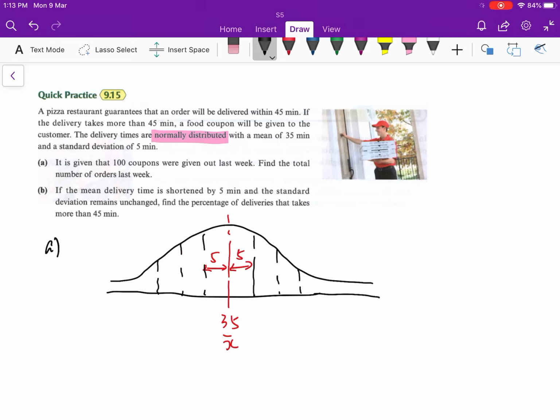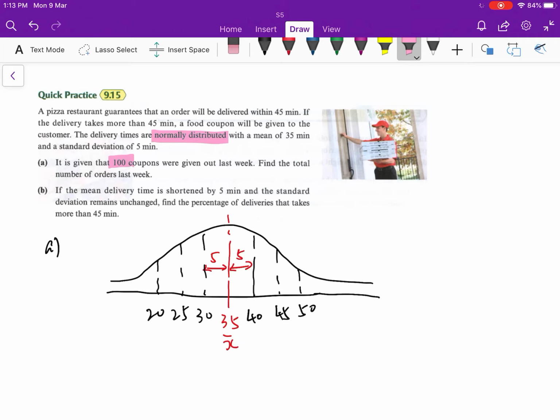So now we can draw the others. You must draw out at least 3 standard deviations. So this side will be 40, 45, 50. Then the other side will be 30, 25, 20. So this is within 3 standard deviations. Now look at the A part.